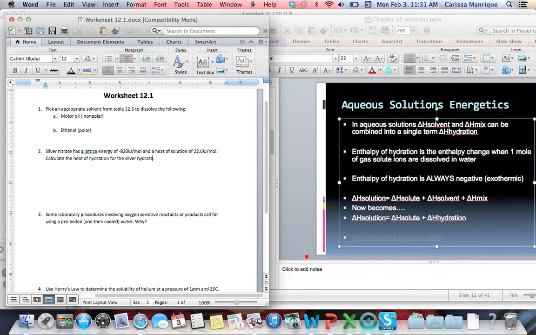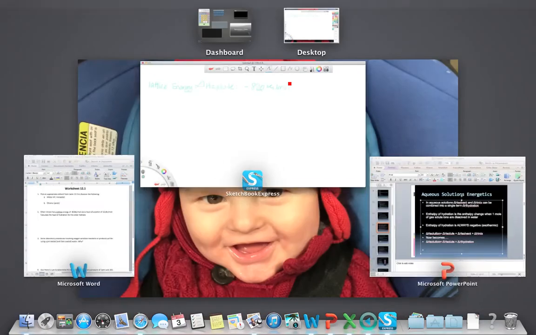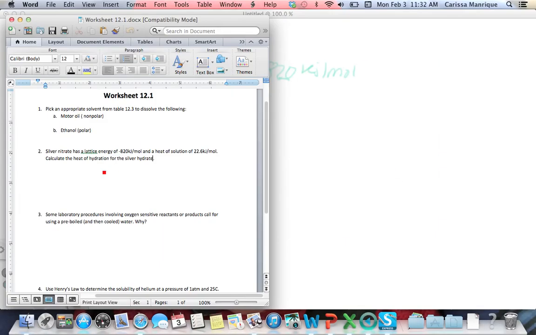So lattice energy is another way of saying delta H of solute. So let's write that on here. We have a lattice energy, that just equals delta H of the solute. And this equals negative 820 kilojoules per mole. What else do we have here? A heat of solution is 22.6 kilojoules per mole. Calculate the heat of hydration.